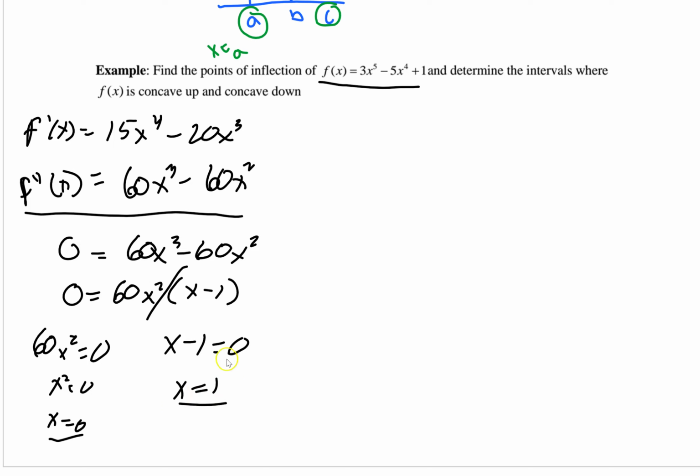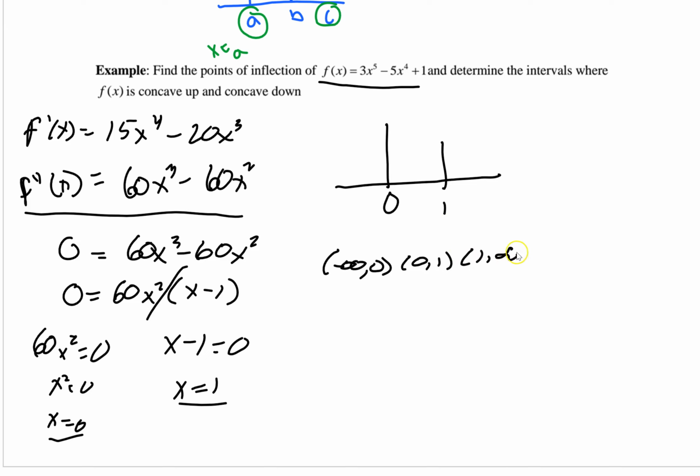So again, these are my possible inflection points. I'm not sure if they're inflection points. I gotta see if there's a sign change, and I gotta see if I plug it back in if it works. So, still a sign chart. We got 0, we got 1. Just like before, let's do a little interval here. This would be negative infinity to 0. This would be 0 to 1. This will be 1 to infinity. Right, so these are my concavities. Concave up, concave down. Just don't know which one yet.